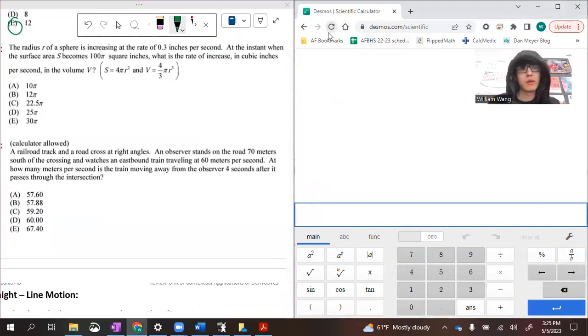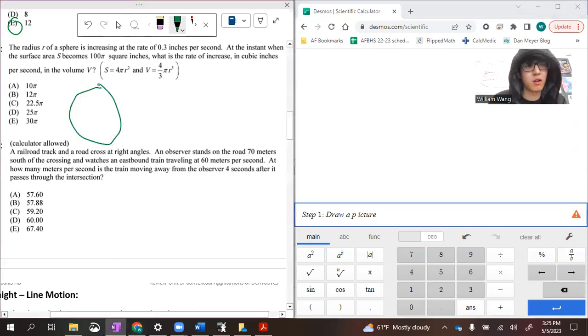Next question. The radius of a sphere is increasing at a rate of 0.3 inches per second at the instant when the surface area becomes 100 pi square inches. What is the rate of increase in cubic inches per second in the volume V? All right, let's do step 1, draw a picture. And this one looks like it's another one that's valuable to draw a picture because we're talking about an actual object here. So a sphere looks like a circle, but pretend it's a sphere.